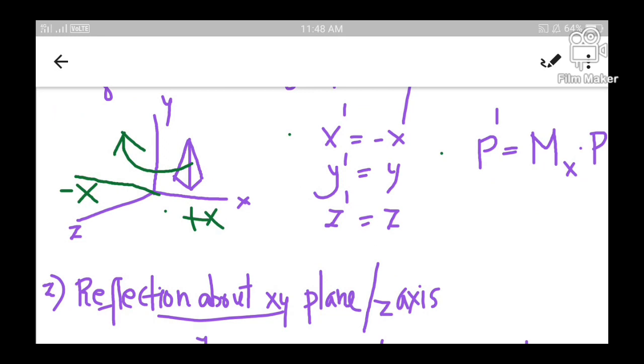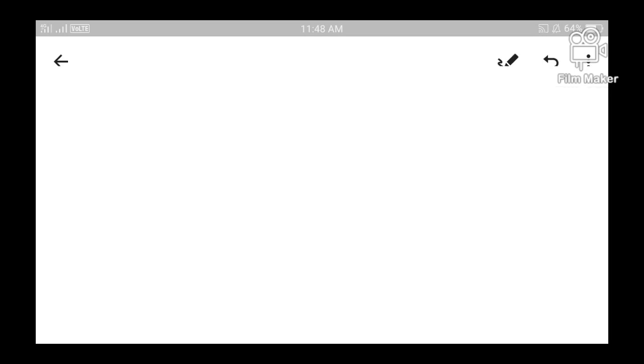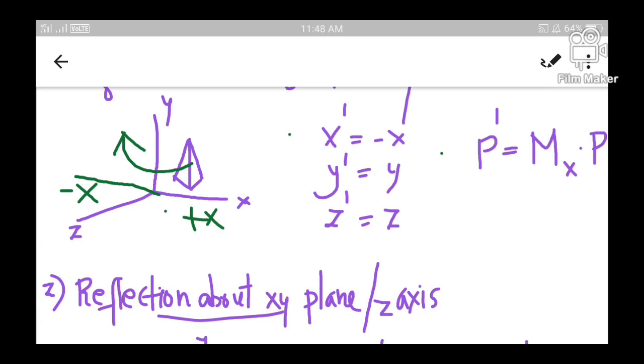And since the reflection takes place along the z-axis, after reflection positive z will become negative z, but there will not be any change in the x and y parameters. I repeat, since the reflection is taking place in the xy plane, no change will occur to the x and y values. That means even after reflection, x will not undergo any change and y will not undergo any change. But since it is a reflection about the z-axis, z will undergo a change. That means after reflection, z will become negative.